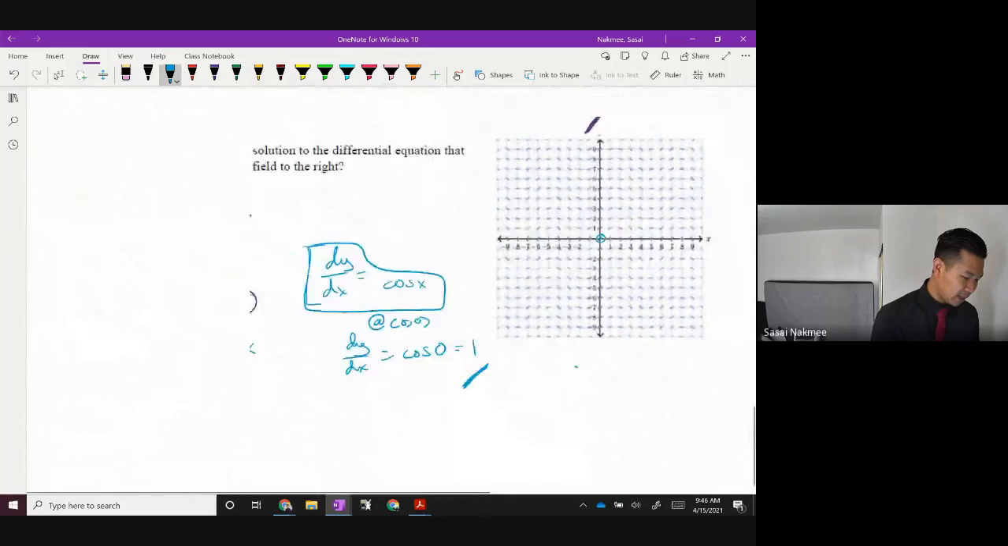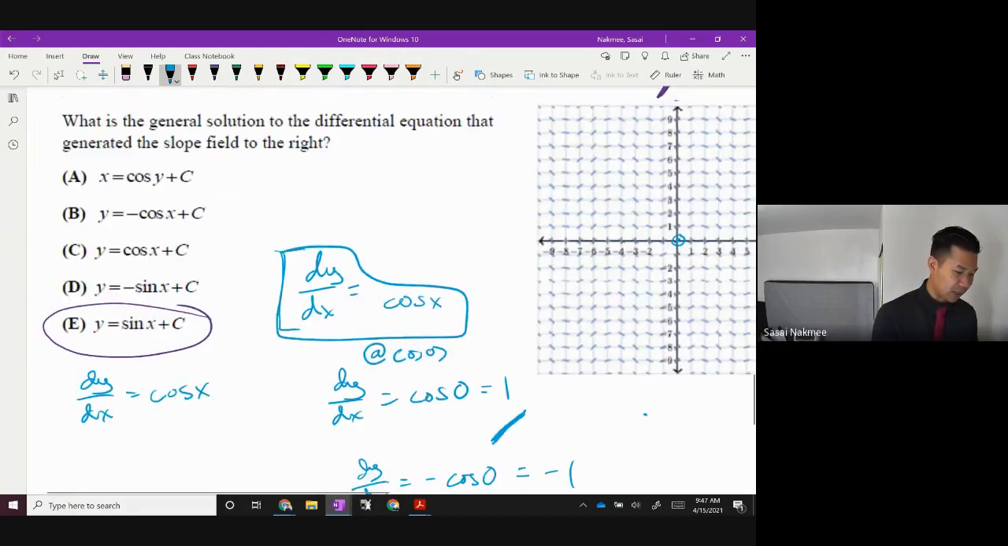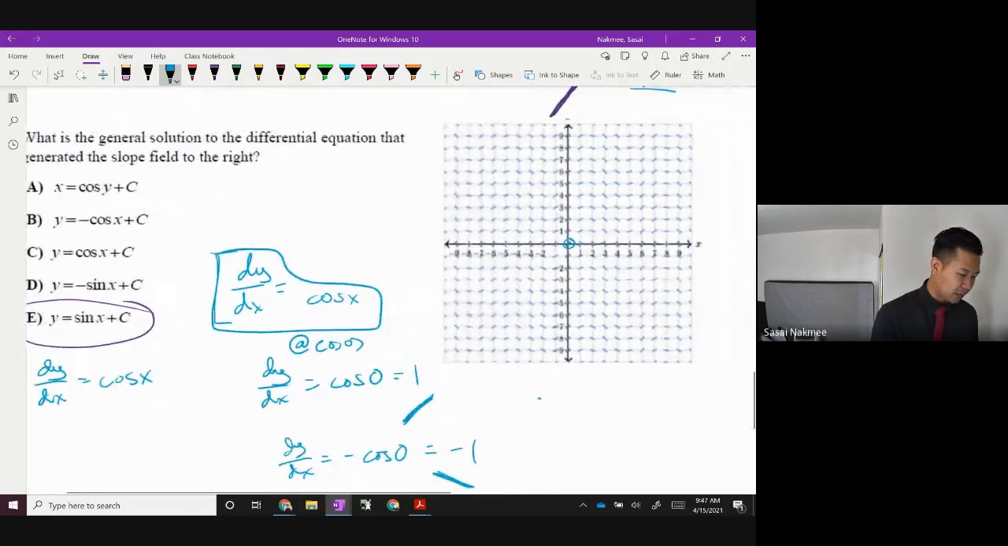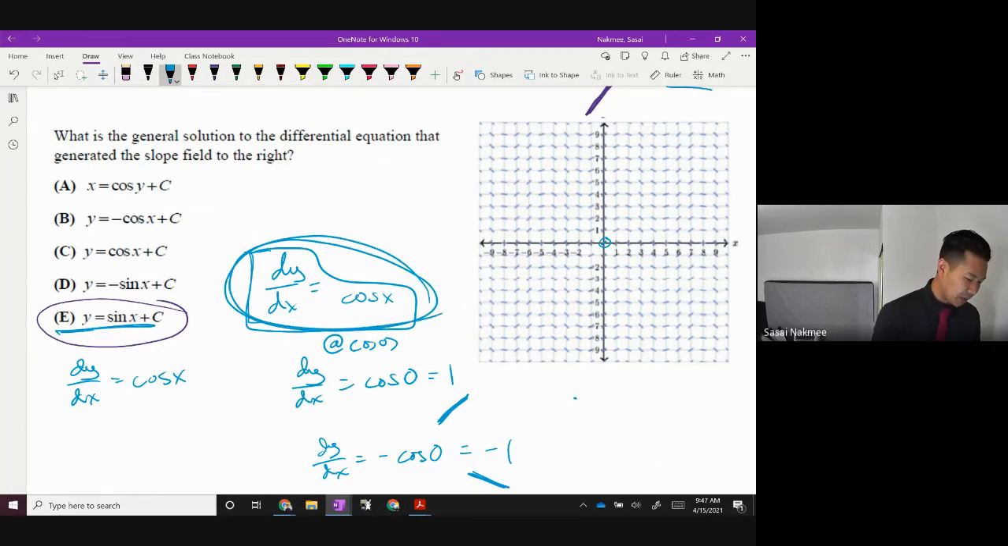Whereas if I had this, and I thought it was the negative cosine, dy dx equals negative cosine of 0. That's just going to come out as -1, which gives me a negative slope. So the slope field actually works out to what exactly your differential equation is. You can plug in values and see what they are. But the connection that that slope field has with its original function is that when you take the integral or the antiderivative of this, we should end up at the general solution or the original solution.